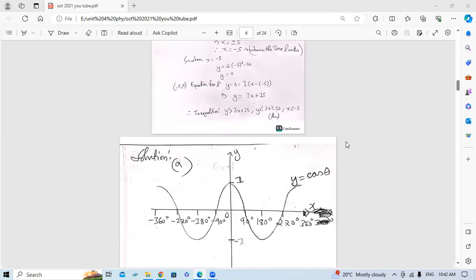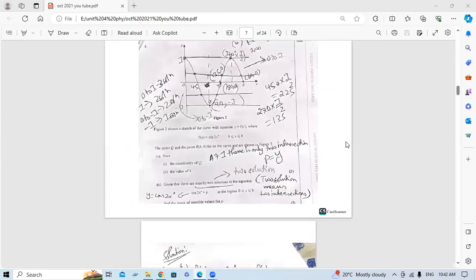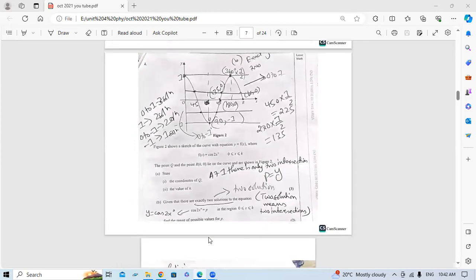So then let's move on to question number 4. In question number 4, it has been asked that figure 2 shows a sketch of the curve with equation y equals f(x), where f(x) equals cos 2x degrees, and it has a domain of 0 less than or equal to x less than or equal to k. The points Q and R, where R has coordinates k comma 0, lie on the curve as shown in figure 2. In A1, state the coordinates of Q, and in A2, the value of k.